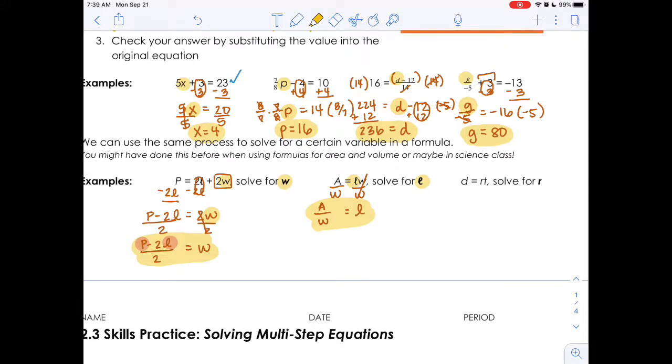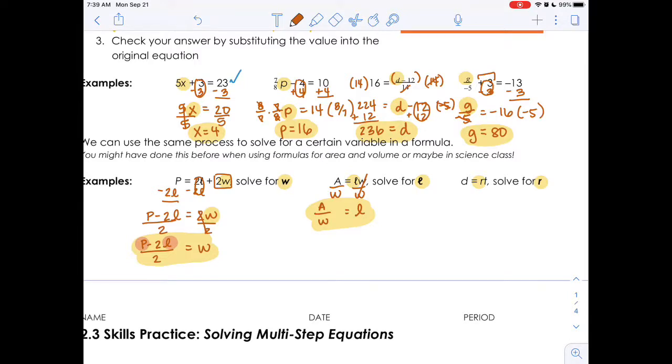Finally, I have D equals RT, solve for R. This is distance equals rate times time. Maybe you've used this in math, maybe you've actually looked at this in science. If I know the distance and I know how long it took, the time, then I can solve for the rate. So I need to get that R by itself.